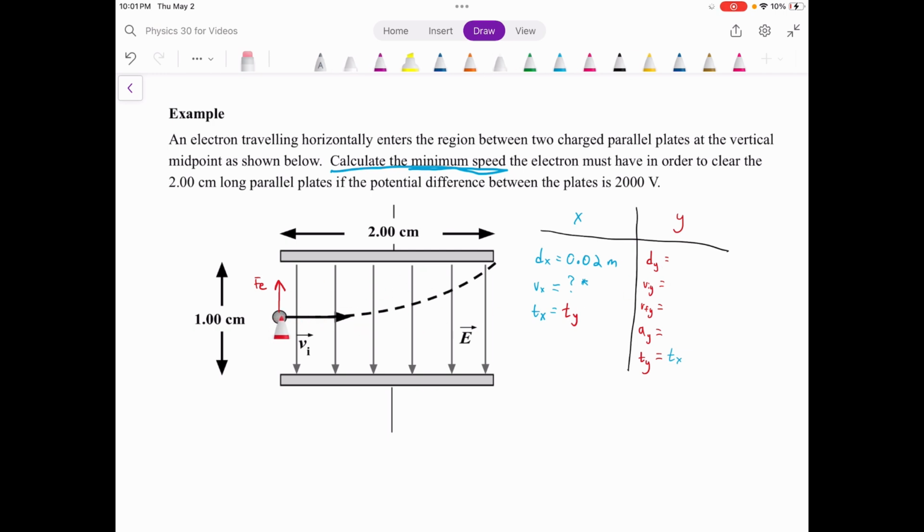It's going to have to go this far before it crashes into the plate, right? So we want to know if it has to go that far to crash into the plate. How fast does it need to be moving sideways so that sideways it's already cleared the plate by the time it moves from here to here?